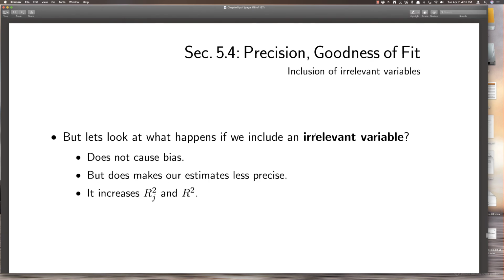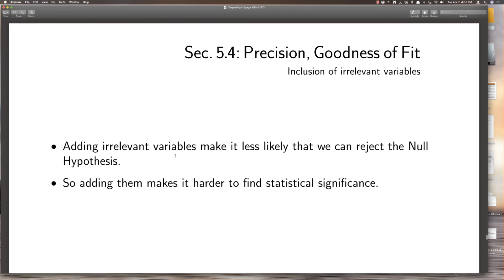So what happens if we do include an irrelevant variable? It's not going to cause bias, but it's going to make our estimates less precise. It's definitely going to increase r squared, more than likely, and it might increase r squared sub j, and that's going to inflate the width of the hypothetical distribution. Adding irrelevant variables makes it less likely that we can reject the null. Adding them makes it hard to find statistical significance on one particular variable.